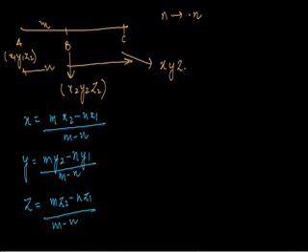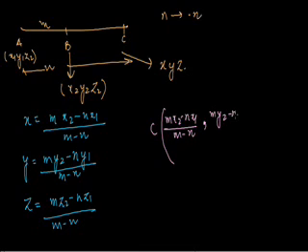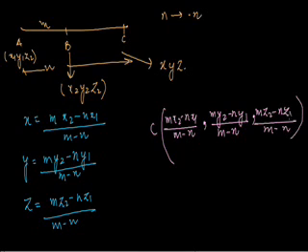So the coordinates of C now are (m x2 minus n x1) upon (m minus n), that is the x coordinate of C, (m y2 minus n y1) upon (m minus n), that is the y coordinate of C, and now (m z2 minus n z1) upon (m minus n), that is the z coordinate of C.